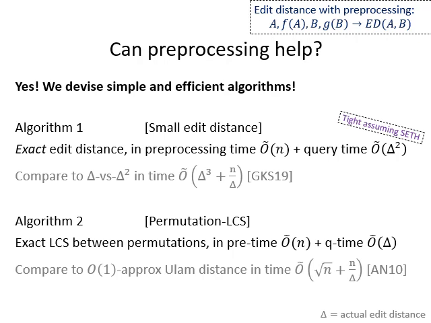Our second algorithm considers LCS, or longest common subsequence, between two permutations. It's the analog of longest increasing subsequence, except increasing subsequence doesn't really make sense in the preprocessing model. And here we can improve the running time from the first algorithm, and the query time is linear in delta, in the distance.